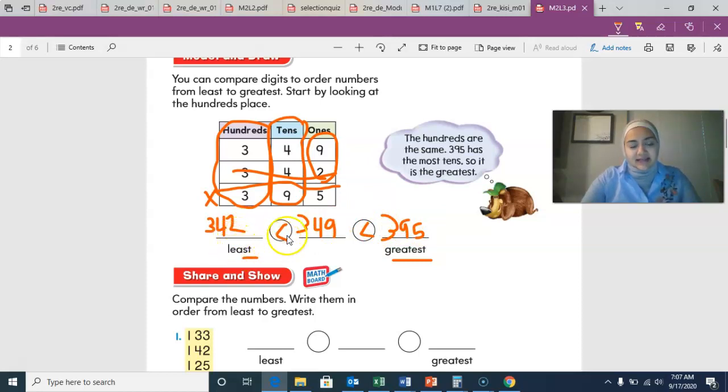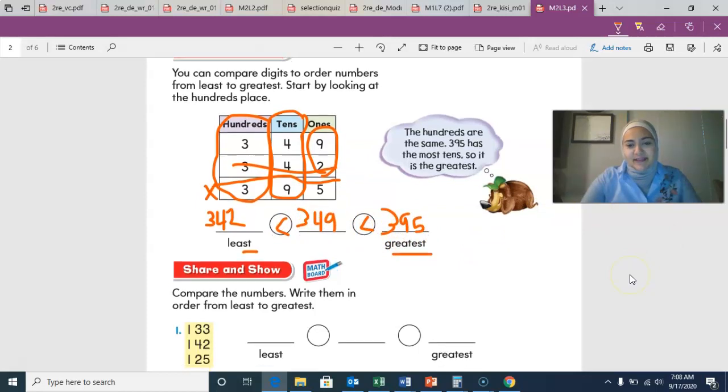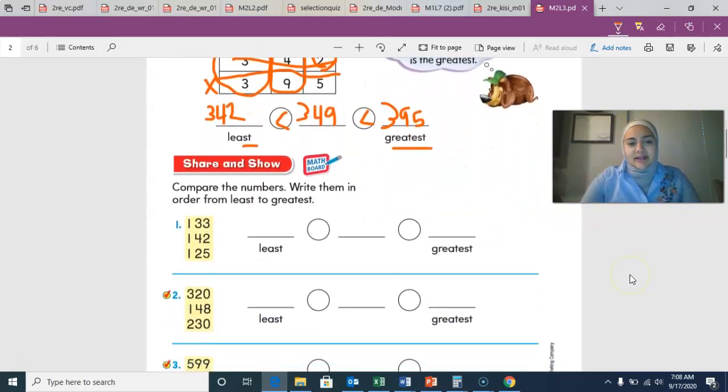342 is less than 349. 349 is less than 395. That's how you would read that problem. All right, so let's move on.